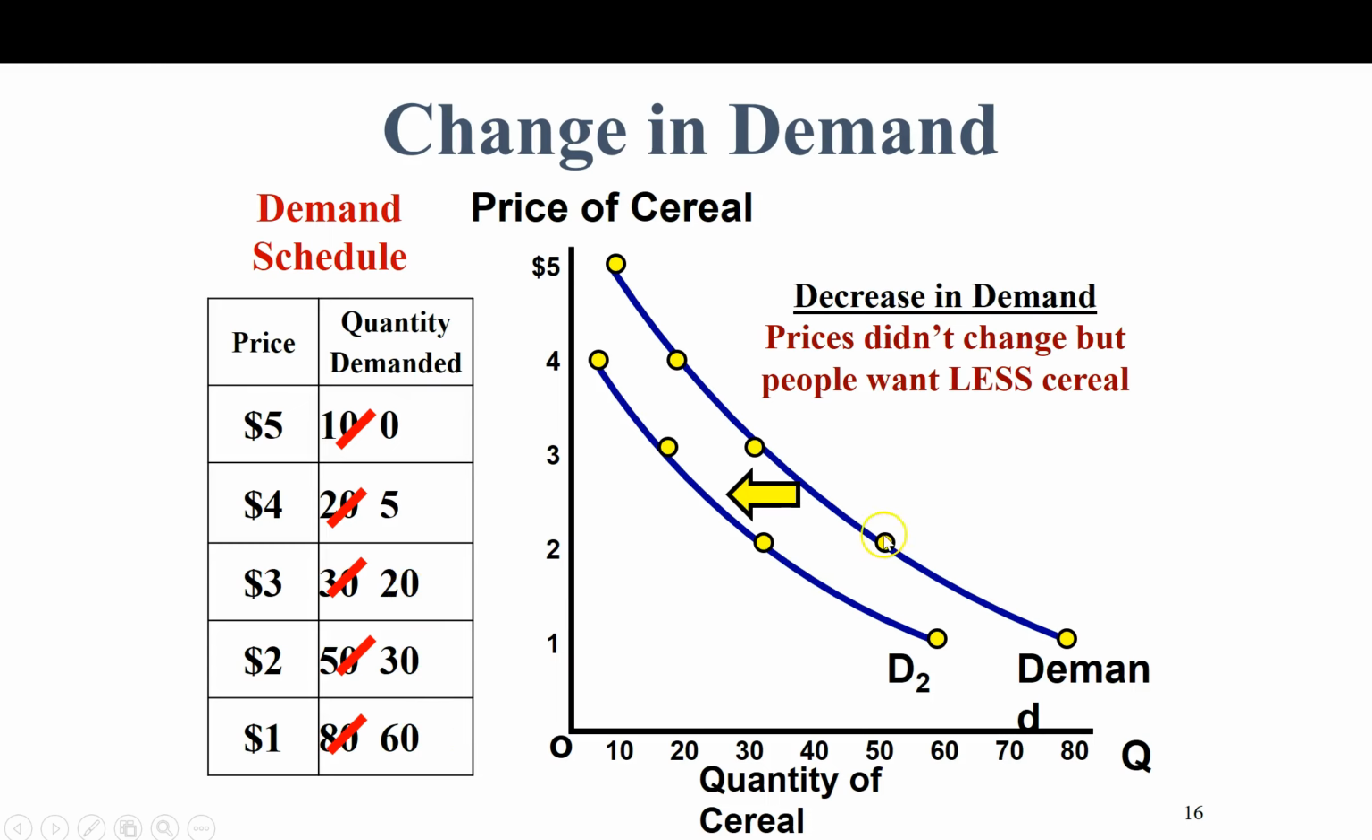And so that line, when we plot that new information, shows that it has shifted to the left, moved to the left along this horizontal axis. And so a decrease in demand is a movement of that demand curve inward, and by inward I mean closer to the zero.